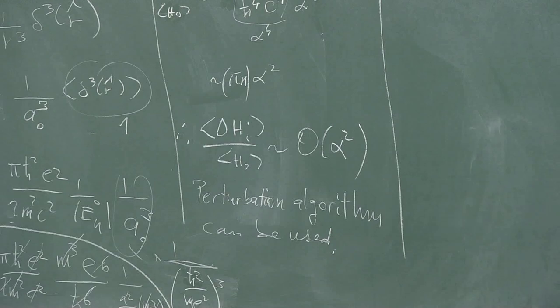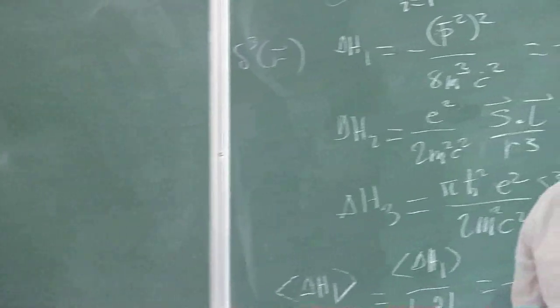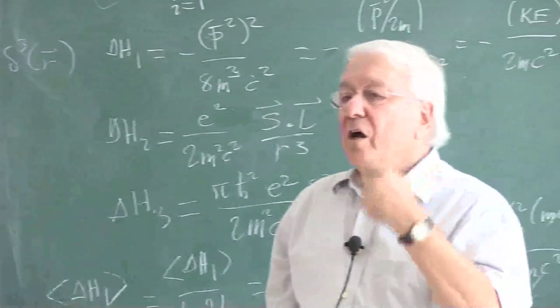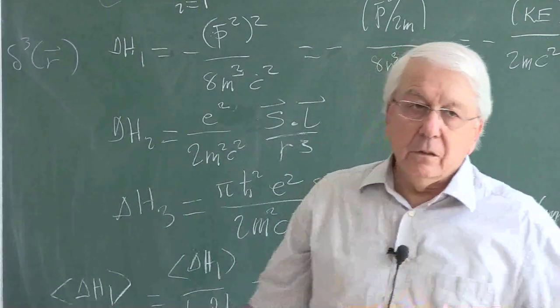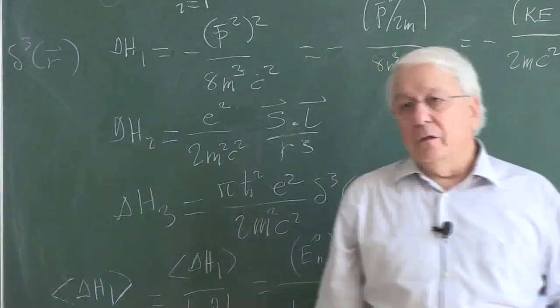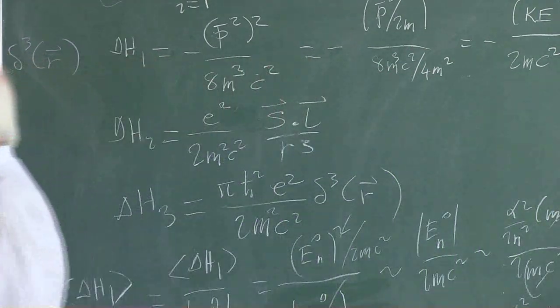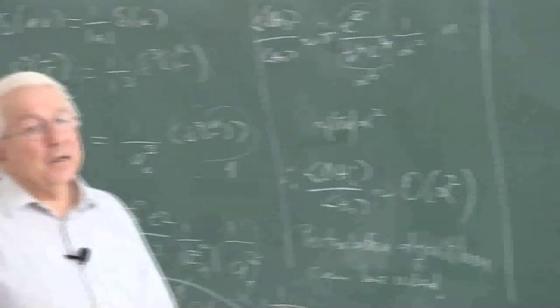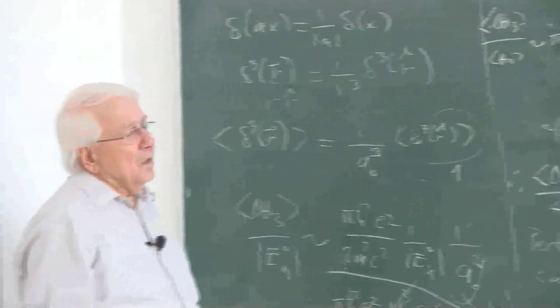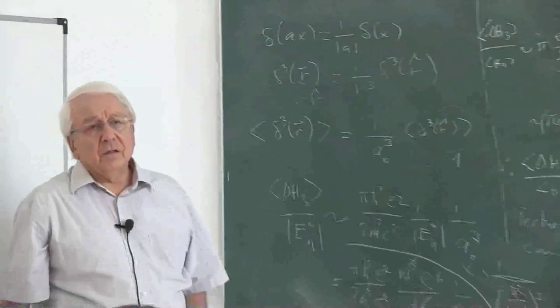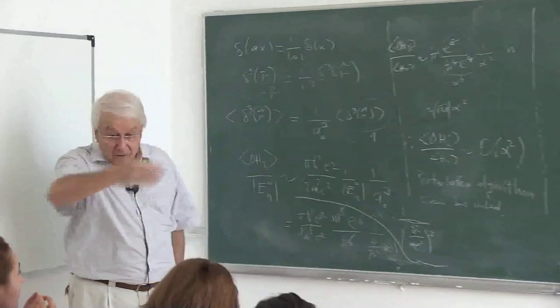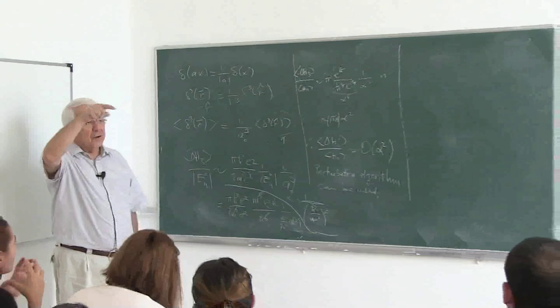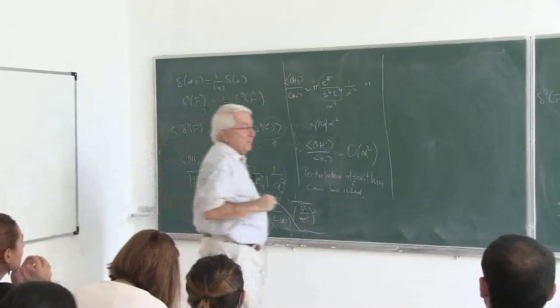Because if we are going to carry out the computation for arbitrary n, the degeneracy is 2n squared, so we have to diagonalize 2n squared times 2n squared matrices. Forget it, you can only do it numerically with supercomputers. There is no way of doing that symbolically, except if we are lucky and we can find a basis which automatically diagonalizes them. So we look at the diagonal terms, which are the corrections to the energy levels.